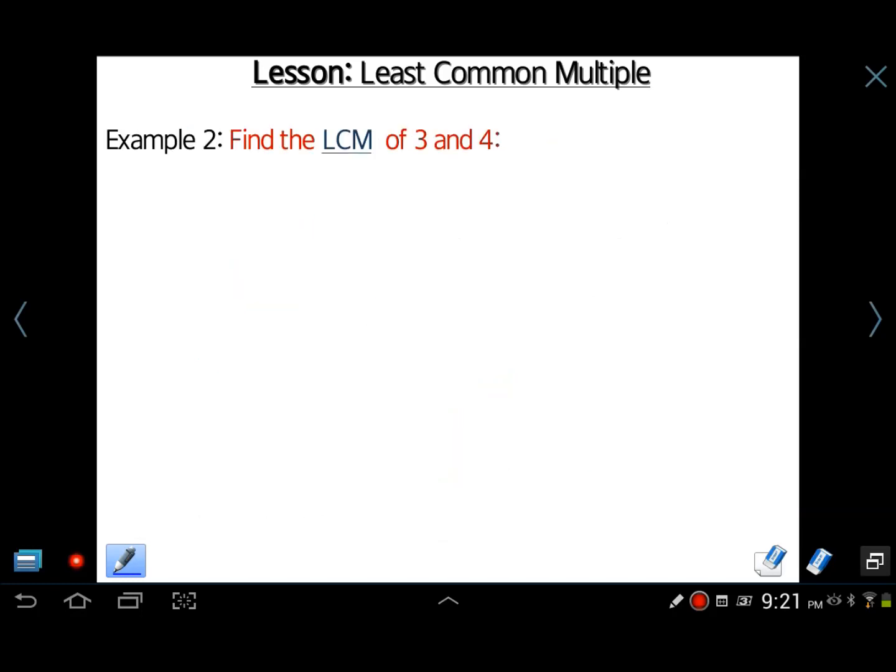Here is your next example. Find the LCM of 3 and 4. Now this is not too difficult. Let's go ahead and use the listing method.